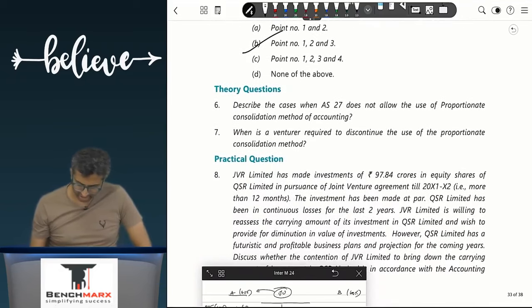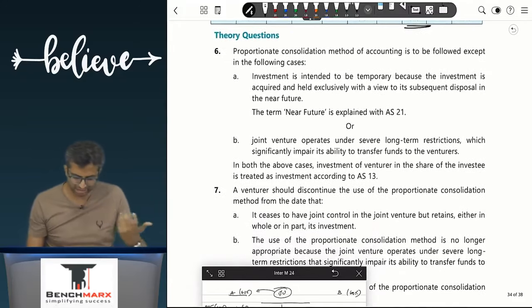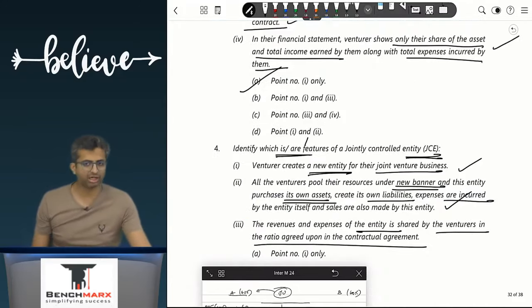Otherwise, there are theory questions. When is a venturer required to discontinue? Cases when AS 24 does not allow proportionate consolidation. You can just review them. There are theory cases of exceptions. And I think that should take care of the joint venture part as well.